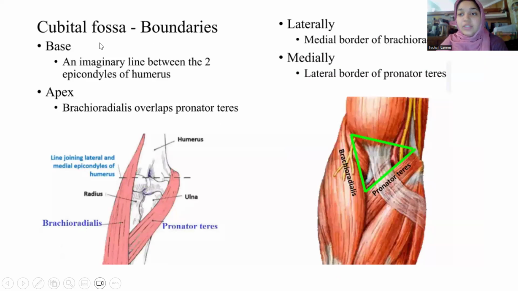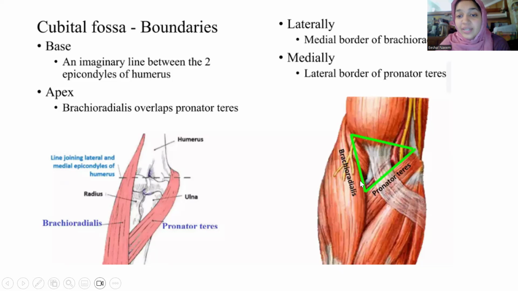Now, we need to know the boundaries of the cubital fossa. The base is an imaginary line between the two epicondyles of the humerus. So if I take the two epicondyles of the humerus and join an imaginary line along those two epicondyles, I will be forming the base of a triangle, right? Now, the apex, I said, directs downwards. The apex has two sides, right?